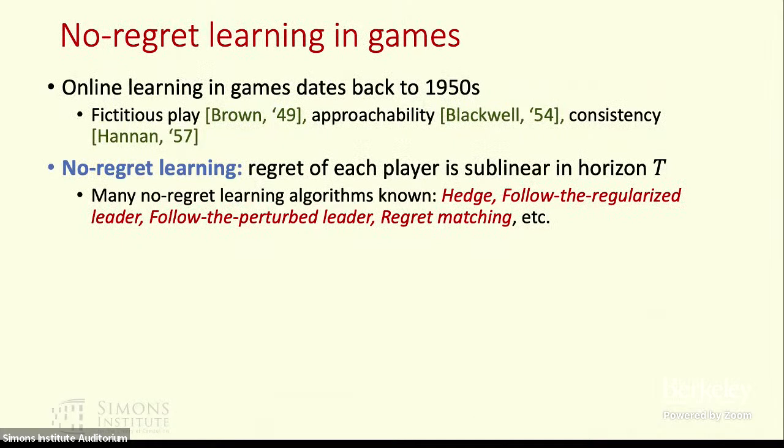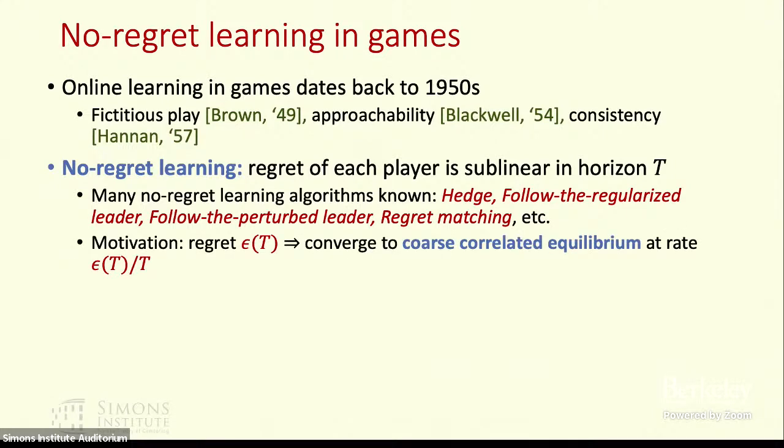So I'm going to give a little bit of background on online learning in games. It dates back well over half a century to Brown's work on fictitious play, Blackwell approachability, Hannan consistency, and many other works. And one of the most desirable properties of an online learning algorithm is that it be no regret. So we say that an algorithm is no regret if each player's regret, or the difference between their cumulative loss and the best possible loss they could have achieved in hindsight, is sublinear in the horizon T, the number of time steps T. And there's many popular no regret learning algorithms that have been well studied over the years. Some of them are listed here.